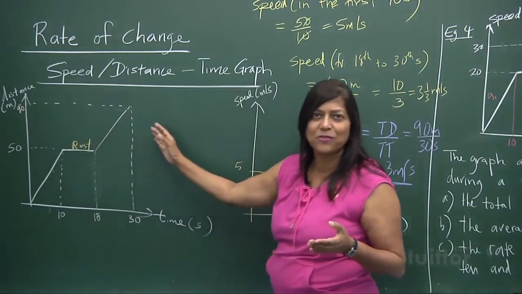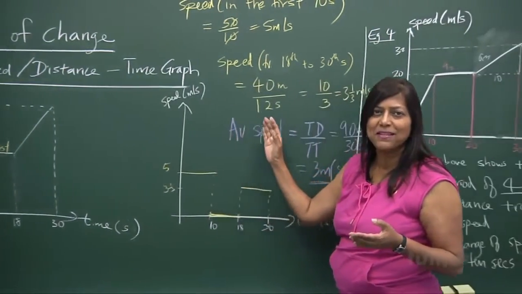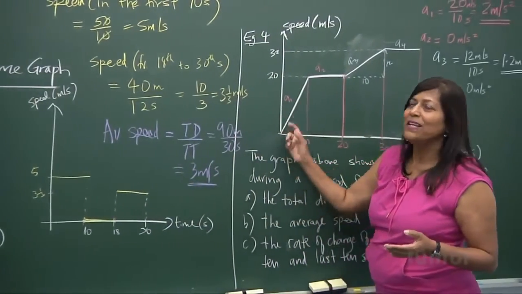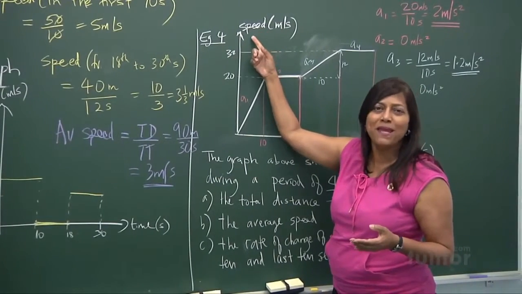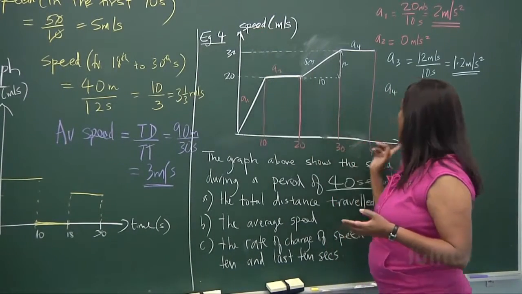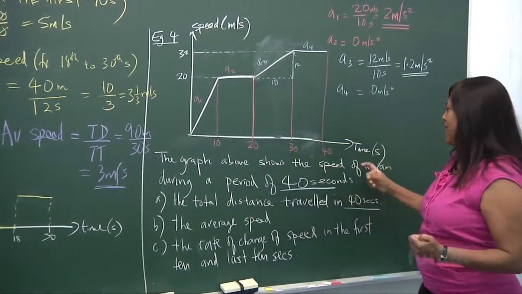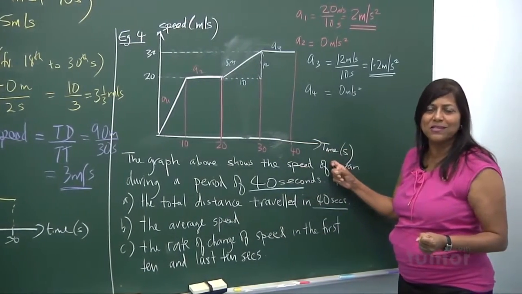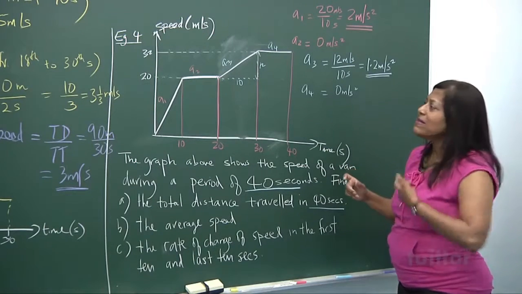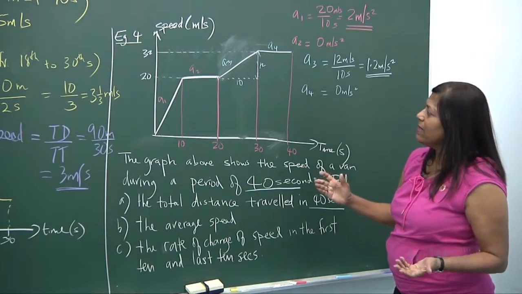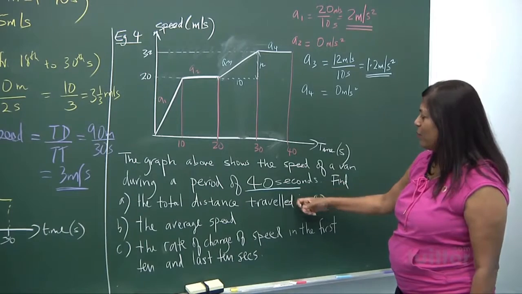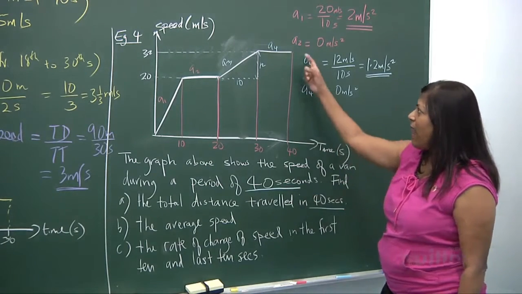Okay, so now let me shift you back to that sum here. Well, in this graph, what is that, my dear? Speed time graph. And the speed is meters per second, and the time here must be in seconds, alright? So it clearly spells it out easily. So now, if you look at it, they said, okay, find the total distance traveled.